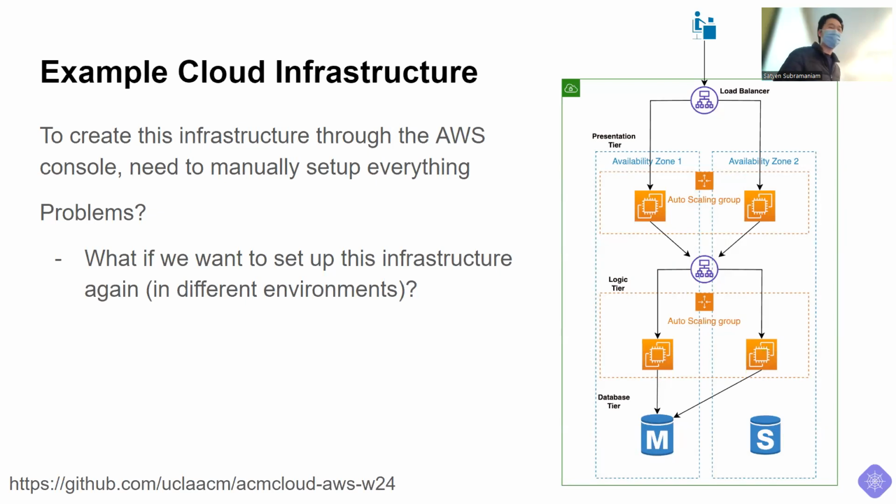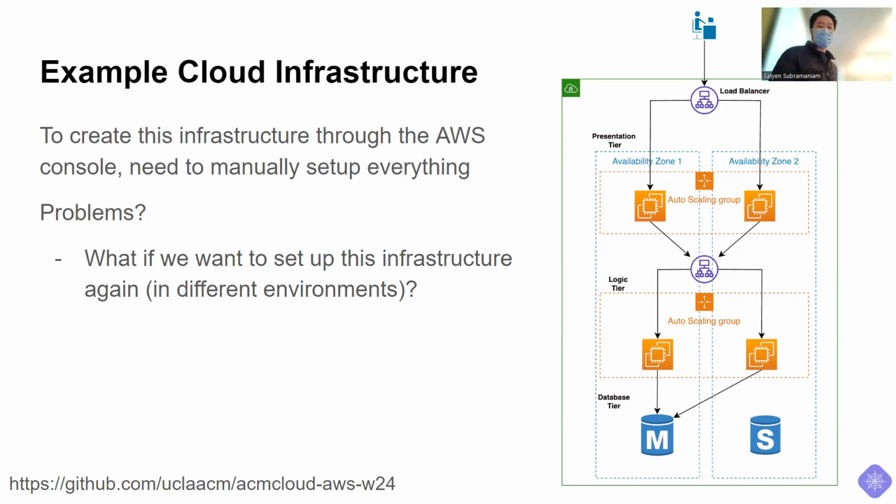What if we want to set up this exact infrastructure again, but in another environment? Say we're a company and we have this running somewhere in the US, but we also want this to run somewhere else internationally. Do we really want to run through managing this all in the AWS console all over again? This can take up a lot of time, and it's also very error prone because we might mess something up and not initialize something properly.